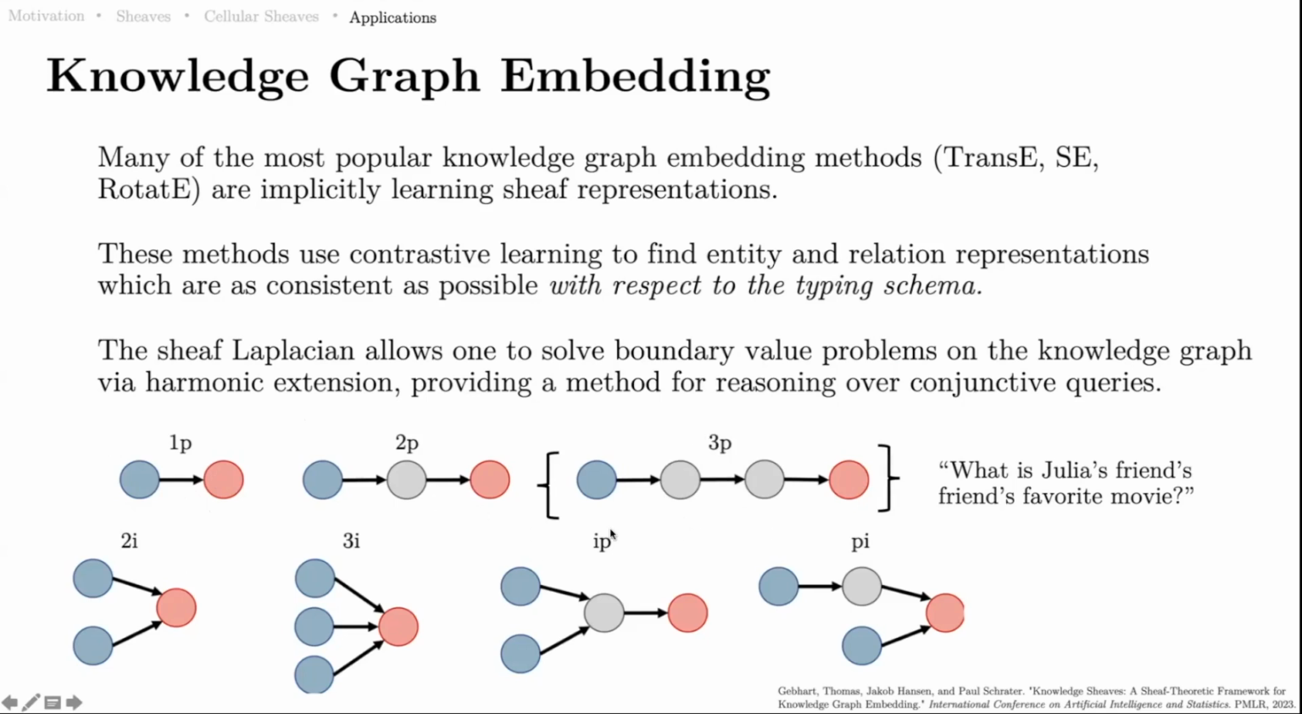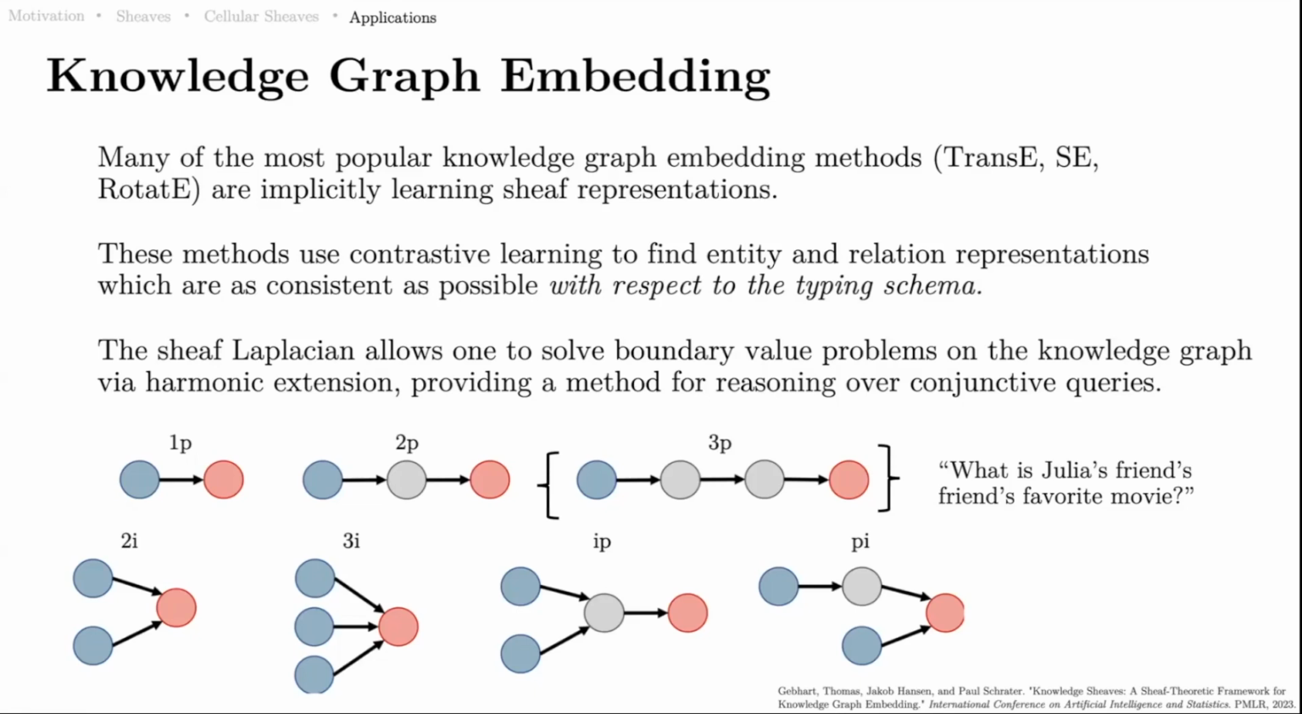And so to perform this multi-hop query, we're going to basically compute a new sheaf which quotients out all of these intermediate nodes and solves this boundary value problem by fixing Julia and fixing all of the relations between Julia and this unknown end node. And in the L2 sense, recovering what the best harmonic extension on this new smaller sheaf should be.